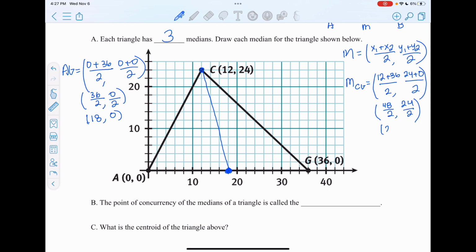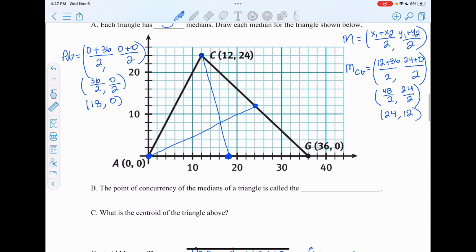48 divided by 2 is 24. And 24 divided by 2 is 12. So the midpoint of CG is the point 24, 12 right here. And so to draw the median of that side, I need to draw a segment from the opposite vertex, which is A, to that midpoint.